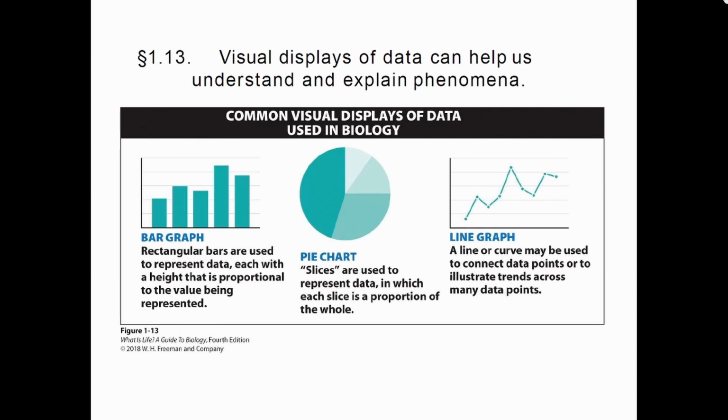Or a line graph, a line or a curve that connects data points to show trends across many data points. So, for example, if we're using our plant one, we could have our average daily growth rate for our control group and the average daily growth rate of our fertilizer group, and show how that growth changes over time for the entire group. So we'd only have 2 lines instead of a bar for every single individual plant.